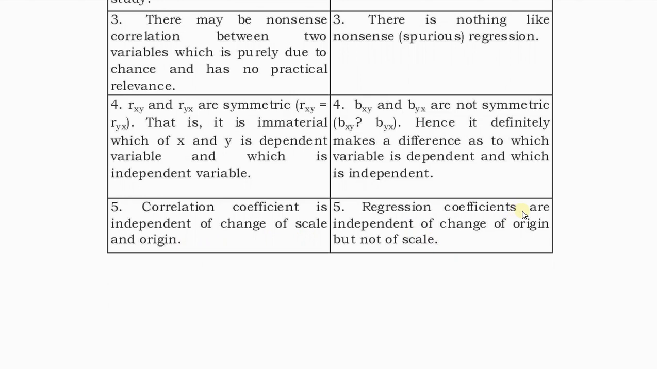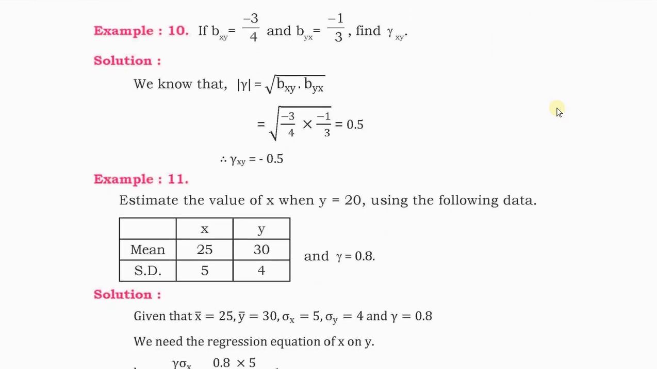So regression coefficients are independent of change of origin but not of scale. For a correlation coefficient, if you take u or u dash, it will still be the same, whereas for regression coefficients, u and u dash differ, and they differ very significantly. So this was all about the regression theorem. Let us look at an example here.